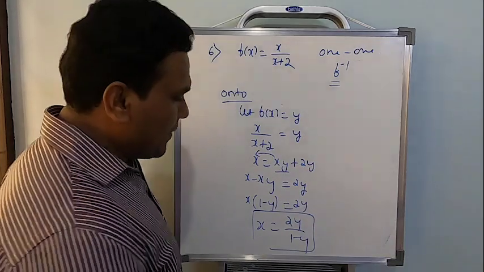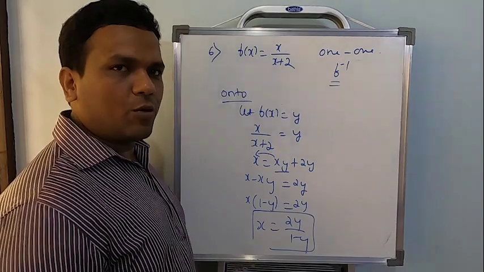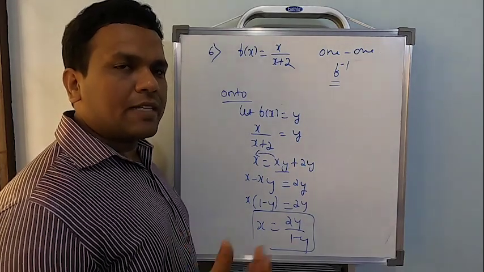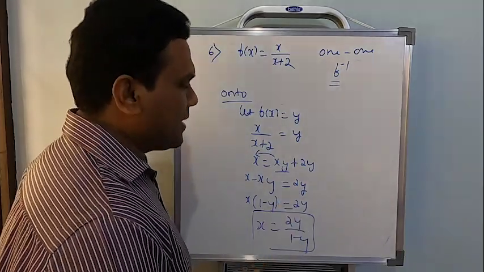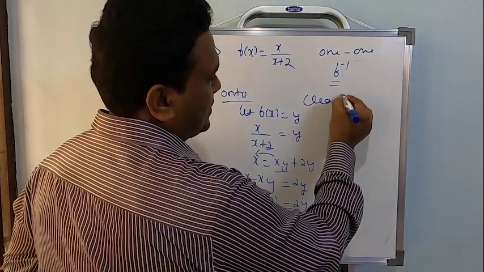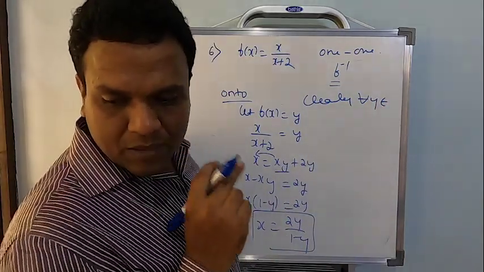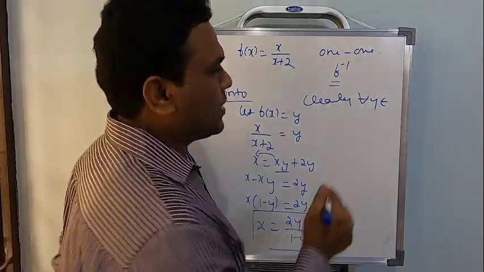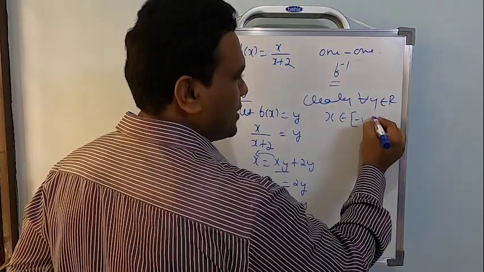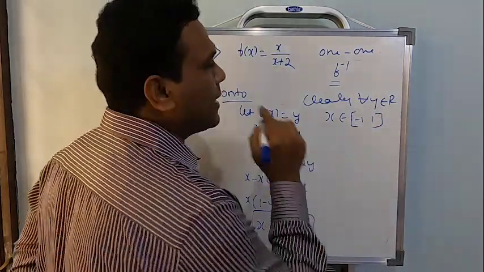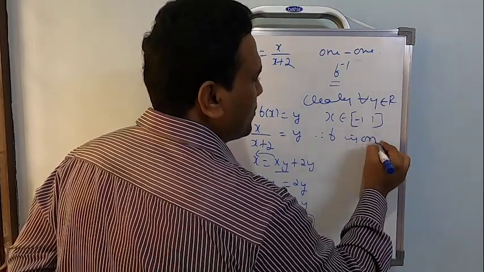Now I have expressed x in terms of y. Remember, this is what I started today: the first step of each problem of the standard 5 problems. Correct? Now x is being expressed in terms of y. So what we will say is clearly, for all y belongs to the codomain, there exists x belongs to the domain. Domain here is mentioned as minus 1 comma 1, right? So therefore f is onto.